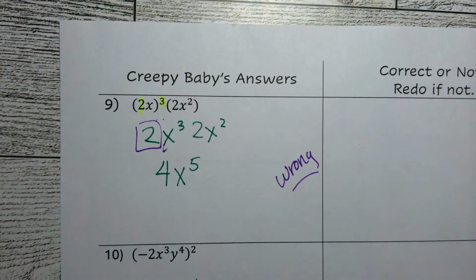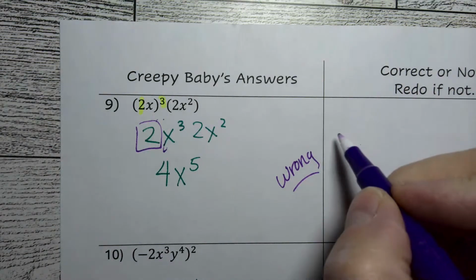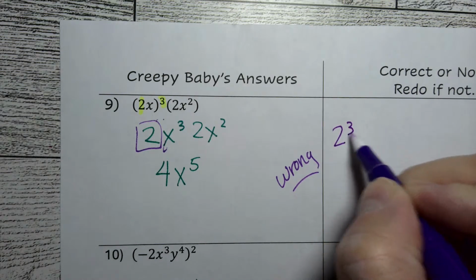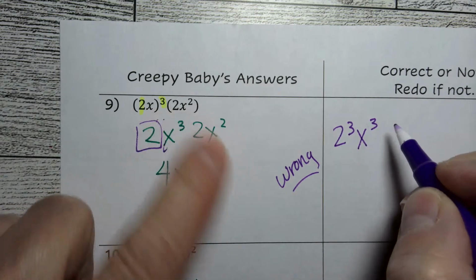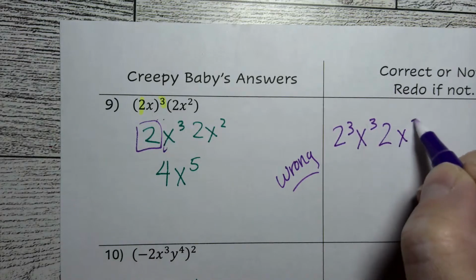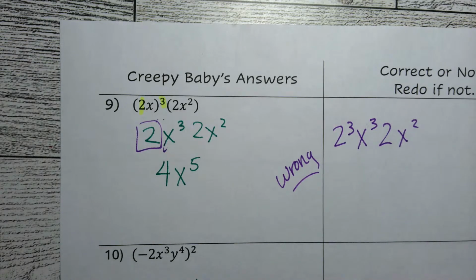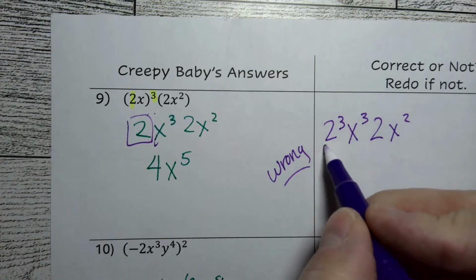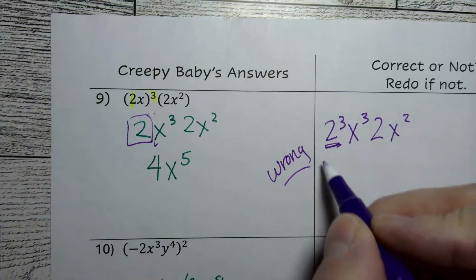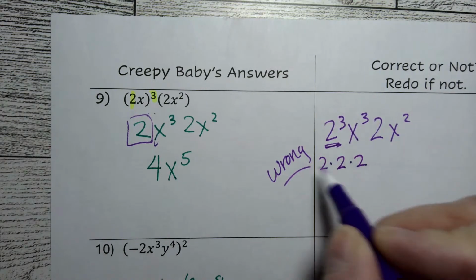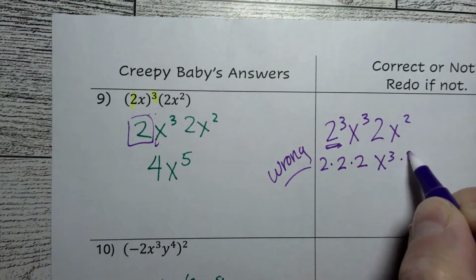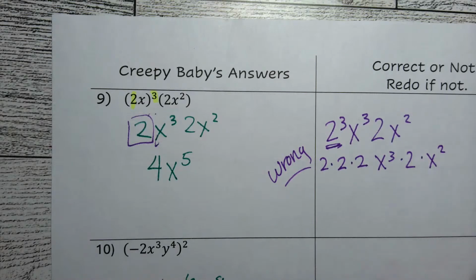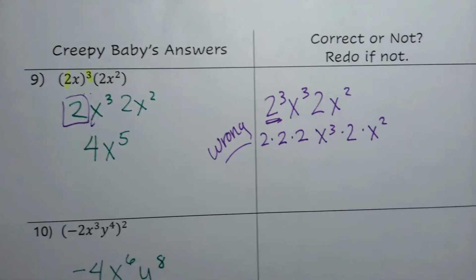So the correct way to do that one would be 2 cubed, x cubed, and then here, there's nothing. She did that. You have to recopy that. And then you have 2x squared. All right, now you got to do what 2 cubed is. 2 cubed is 2 times 2 times 2. And then there's x cubed. And then there's another 2. And then there's an x squared. You don't have to write this all out. I'm just doing it so you can see what I'm thinking.